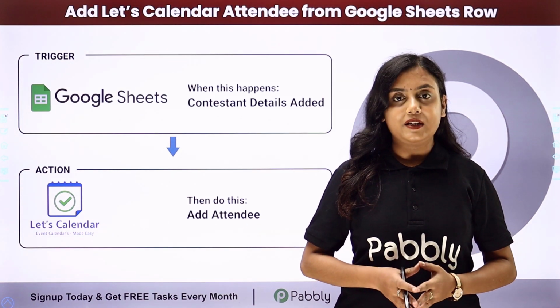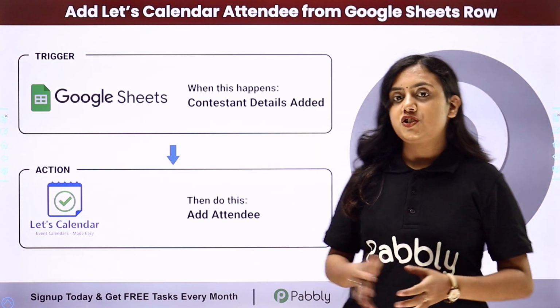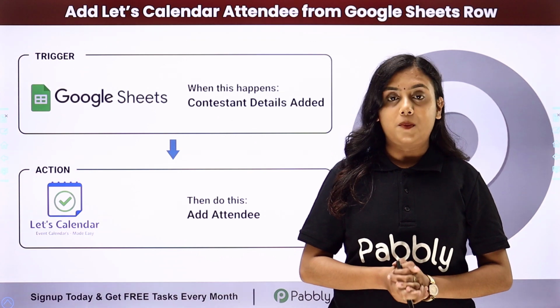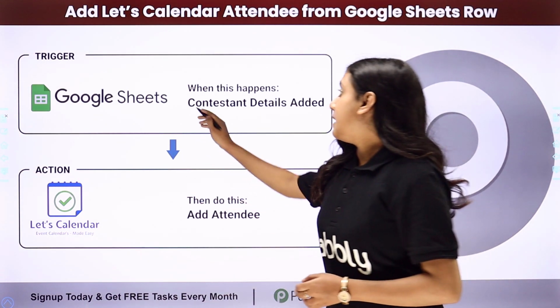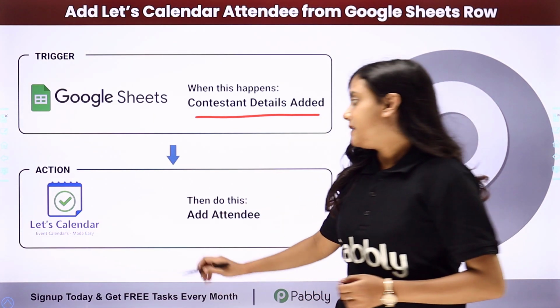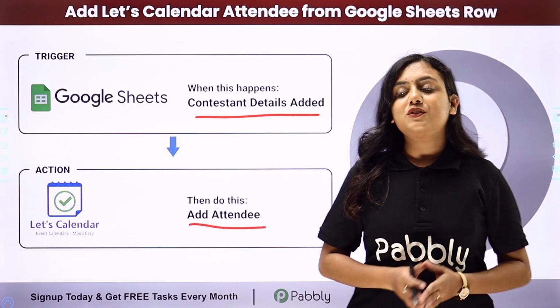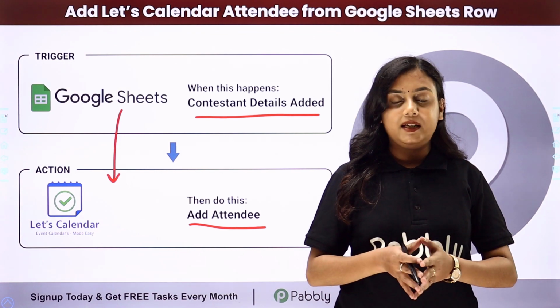In this video, we're going to learn how to add Let's Calendar attendee from Google Sheets row. So I am an event manager and I've organized a workshop, that is social media marketing workshop. And what I want is that every time I add a contestant's details in my Google Sheets, automatically an attendee should be created in my Let's Calendar. For that, we have to create an automation between Google Sheets and Let's Calendar with the help of Pabbly Connect.